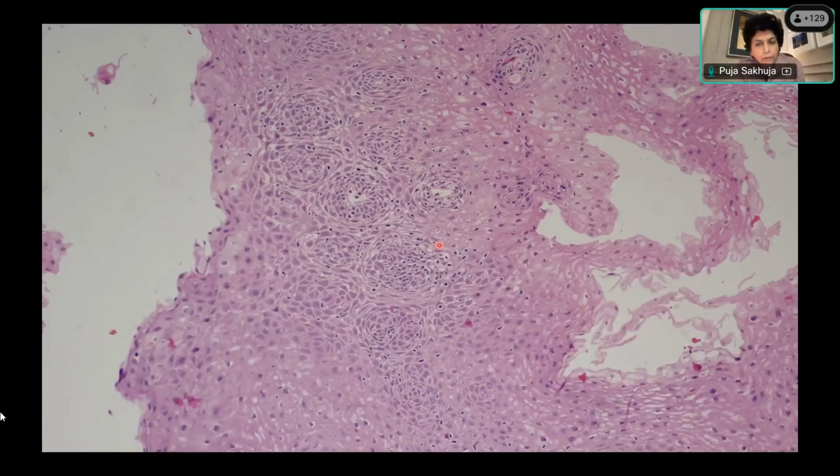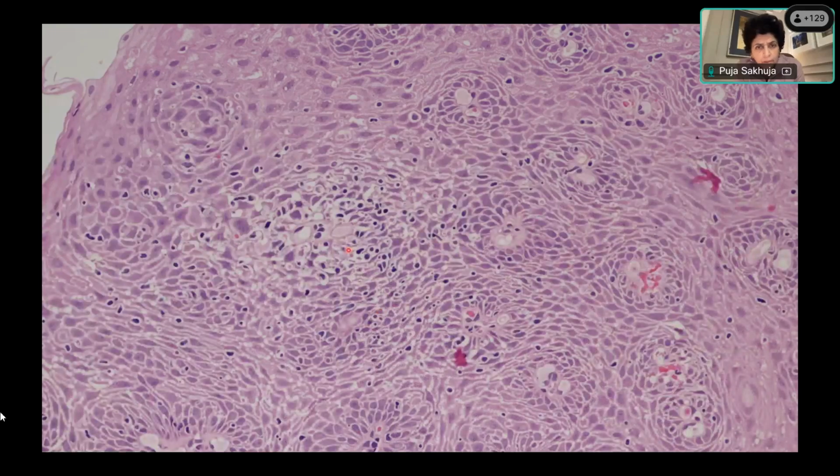Okay. Now this is a section of what part of the GIT? Tell me. What type of mucosa is this? Tell me quickly. Stratified squamous. Squamous, correct? So this must be esophagus, correct? And here also, if you see carefully, there is an increase in the number of lymphocytes that are present intraepithelially in the esophagus.